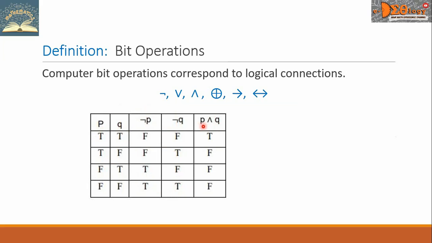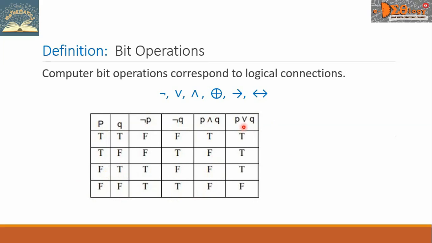Next is the P and Q. For this operation, the value is only T when the two propositions are T values. See here, T and T is T, T and F is F, F and T is F, F and F is F.